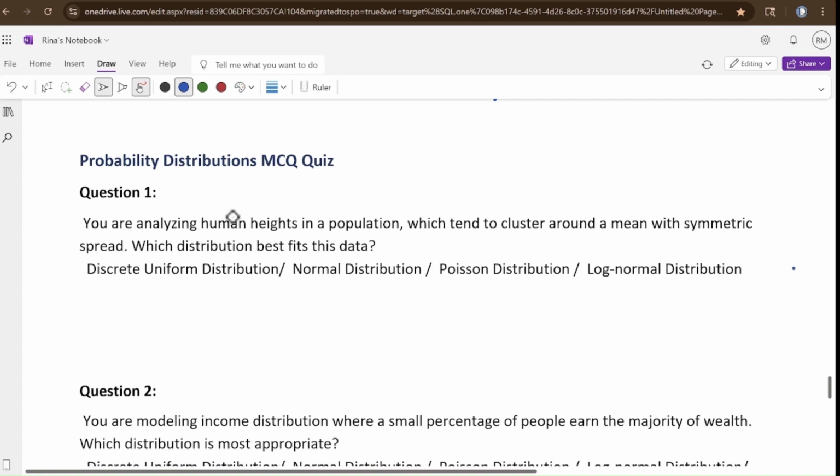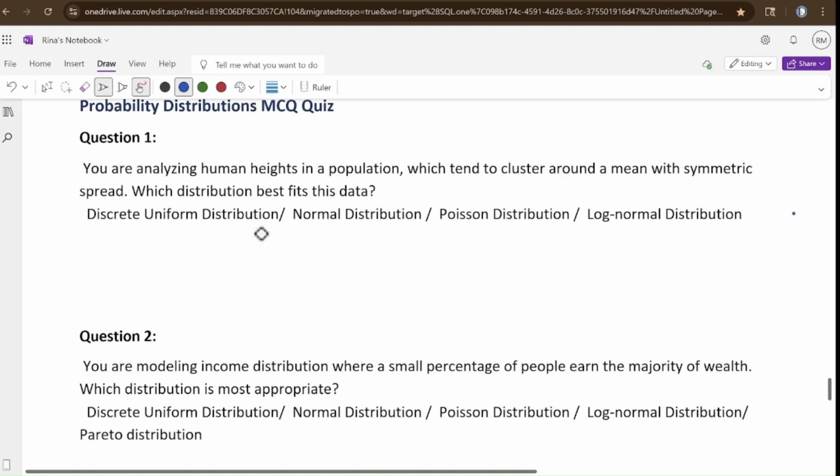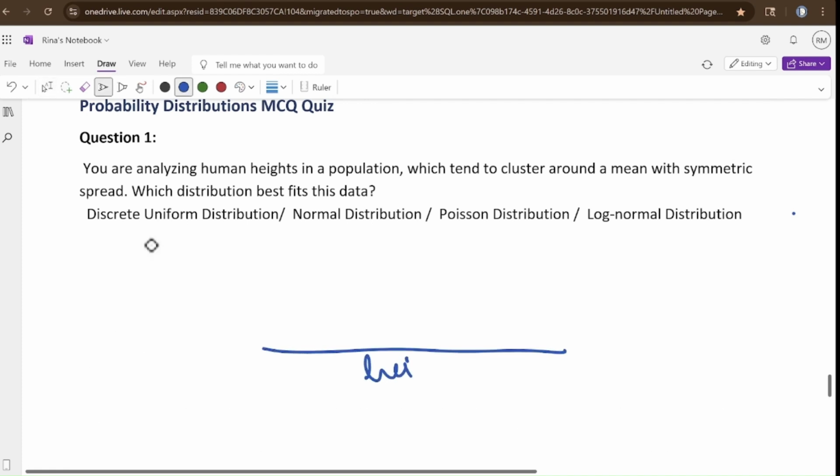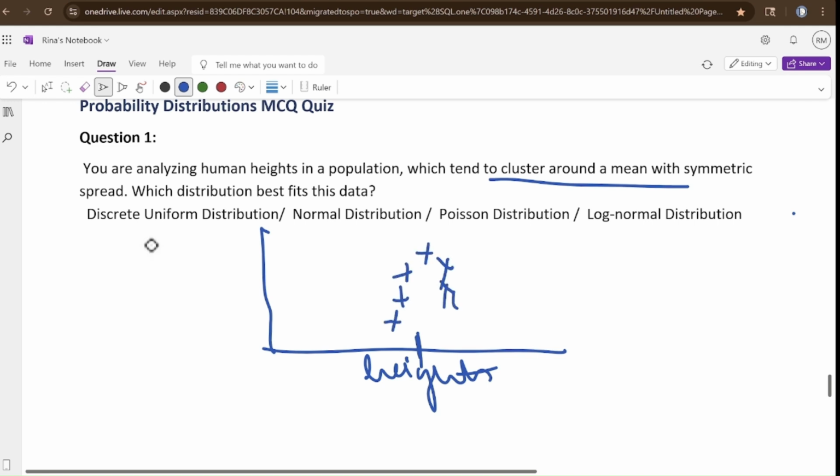So let's do some questions from probability distributions. Okay, first question. You are analyzing human heights in a population which tend to cluster around the mean with a symmetric spread. Which distribution best fits the data? See, let's say you are calculating human heights. Now, it tends to cluster around the mean. See, this is the mean. So maximum values are lying here only. And with the symmetric spread, it is not skewed, right? So it will look like this.